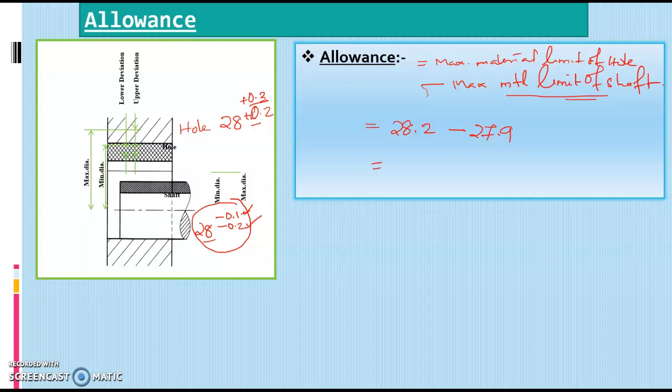So the difference is 0.3 mm. So here the allowance is 0.3 mm and that is positive. So this results in a clearance.